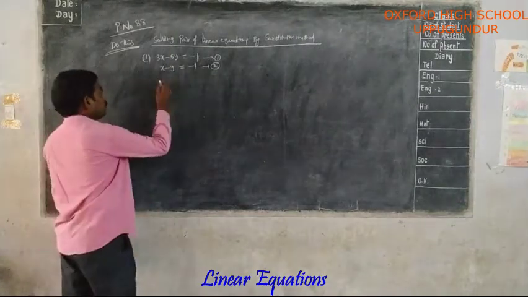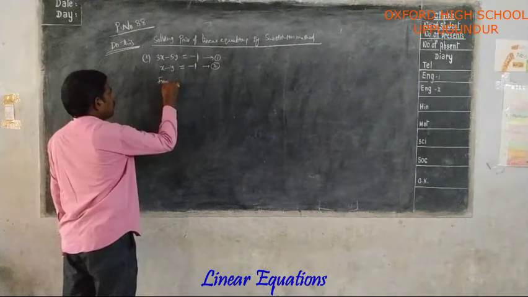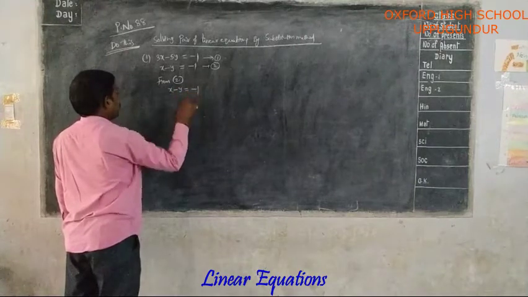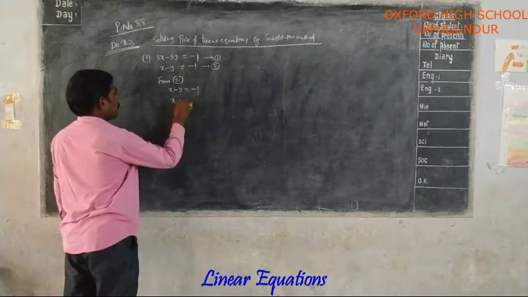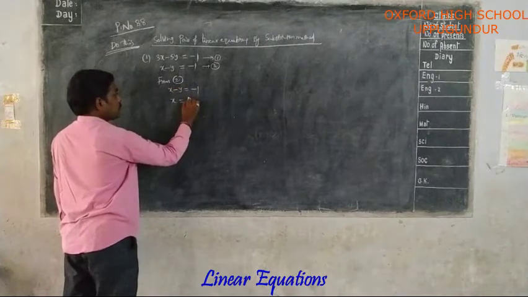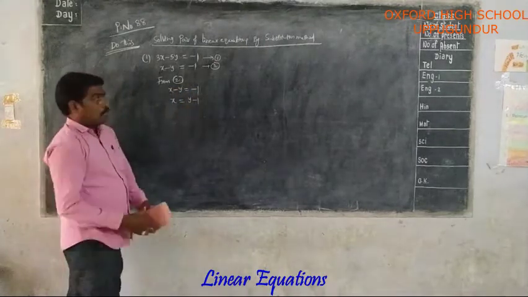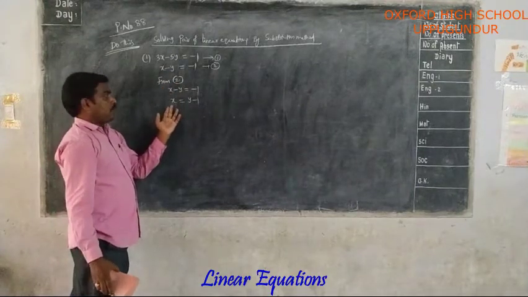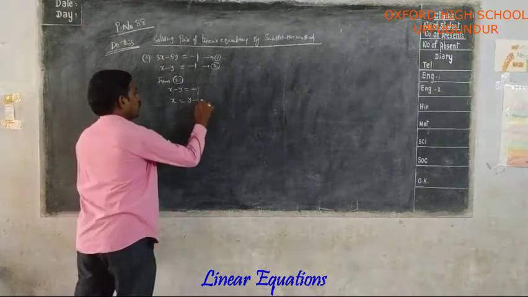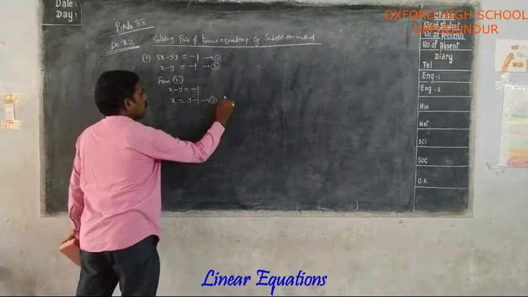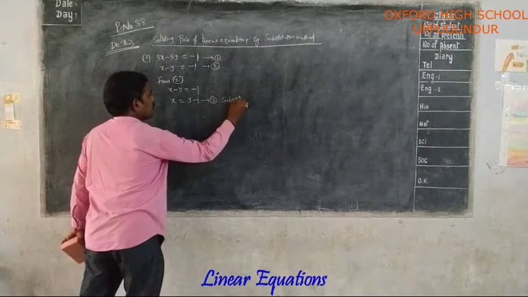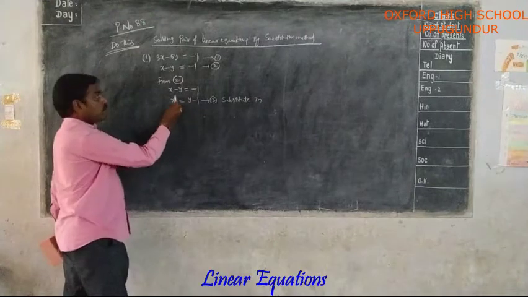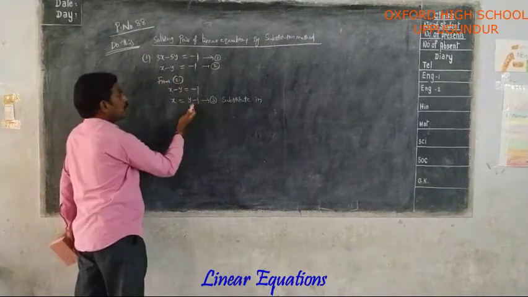Suppose you consider equation 2. From equation 2, x minus y equal to minus 1. x equal to, transposing minus y to the right side, it becomes plus y, y minus 1. Now from the second equation, I am making x the subject. So here x equal to y minus 1. Now consider this as equation 3. Since we got this equation from the second, you have to substitute this x value in the first.